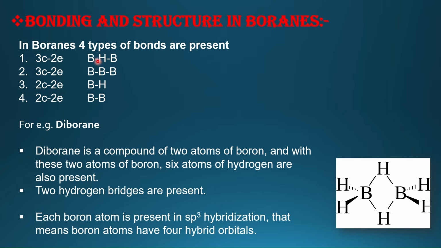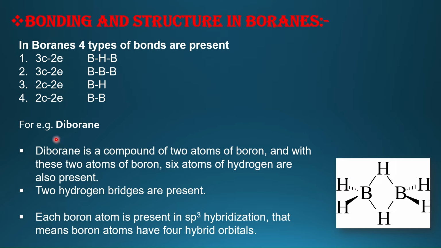Then comes bonding and structure in boranes. In boranes, four types of bonds are present. First, three-centered two-electron boron hydrogen boron bond. Second, three-centered two-electron boron boron boron bond. Third, two-centered two-electron boron hydrogen bond. Fourth, two-centered two-electron boron boron bond.